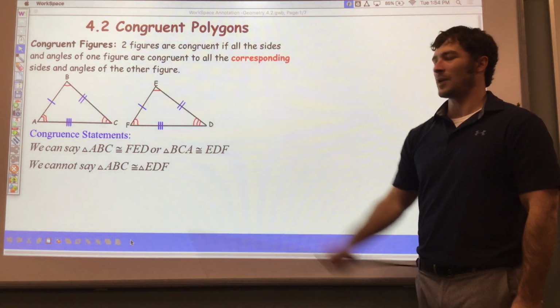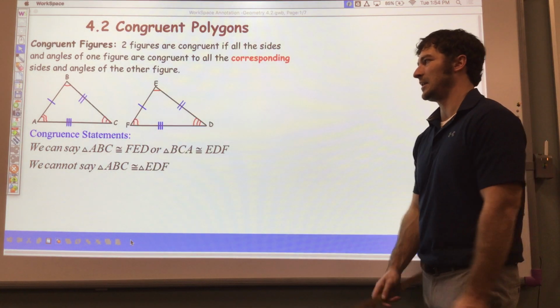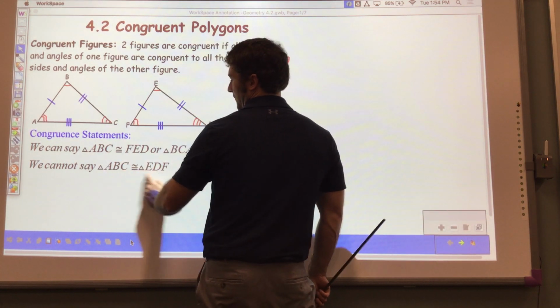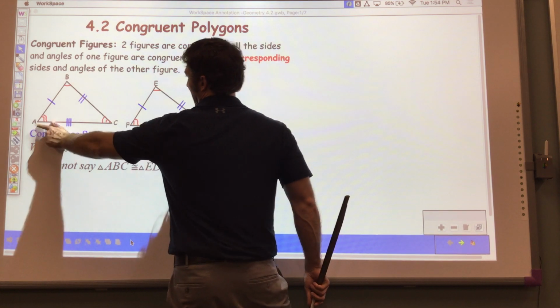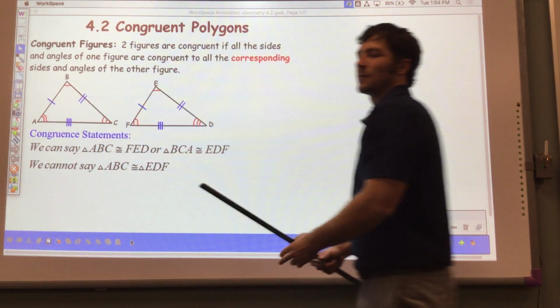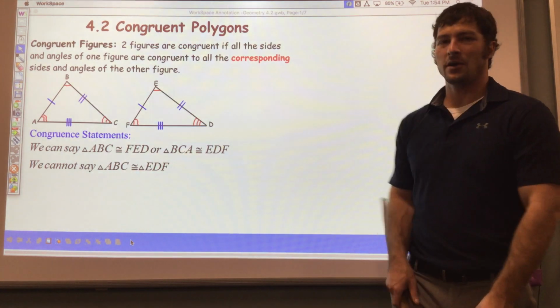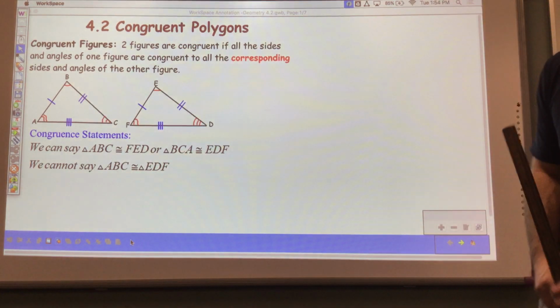You can't say that triangle ABC is congruent to triangle EDF because if you see A and E are both in that first spot, but the problem with that is A and E are not congruent. So make sure when you're writing a congruent statement, that's what these are, that your letters are in their corresponding or matching spots.